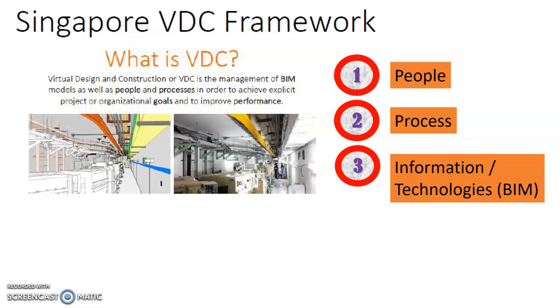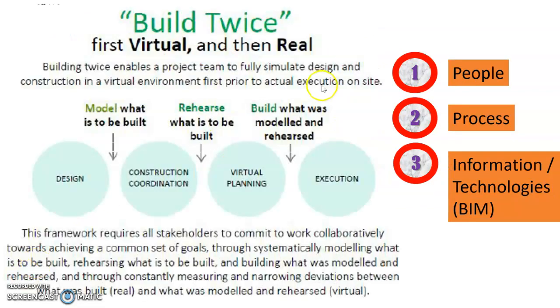So the key thing to take away is to understand that when you are using the VDC framework, you need to manage three key areas. The first area is in the area of information, where typically we are using BIM as a backbone. Beyond that, you also need to look at how the people come together to share information, to collaborate, and the different processes of doing this. So when we are using VDC, basically we are going to build twice.